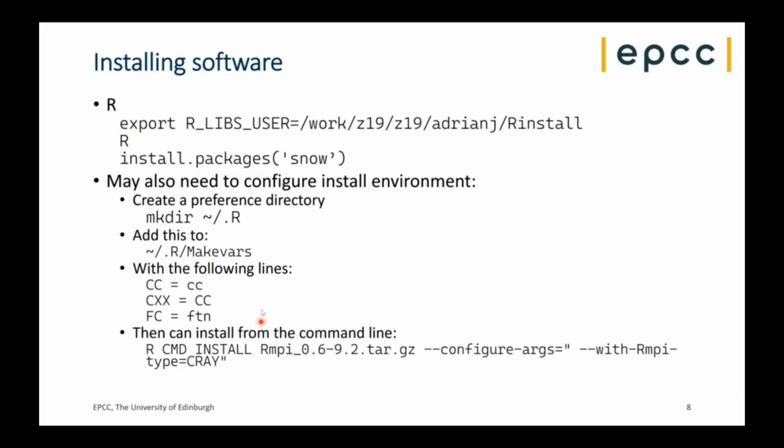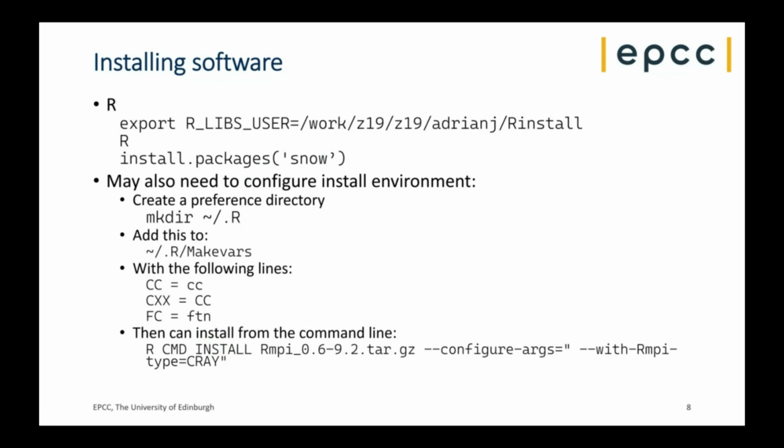If you're having to build some more complicated packages on ARCHER2, then sometimes you have to create an R preference directory, and this is on the home file system. So you create this directory called .R. You create a file there called Makevars, and you add the same thing in there. And then that can let you build things locally if there's certain things where you can't just install them with install.packages like this. Then that will let you build these things locally.